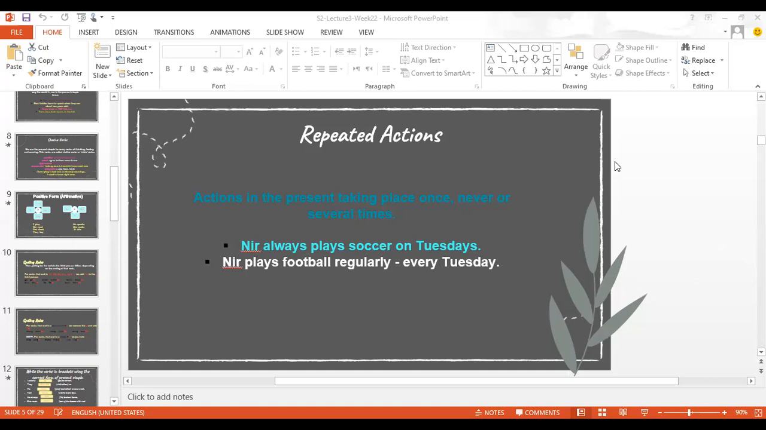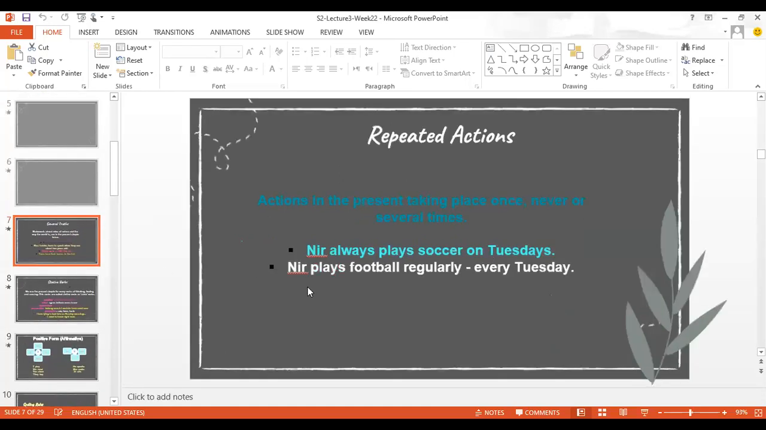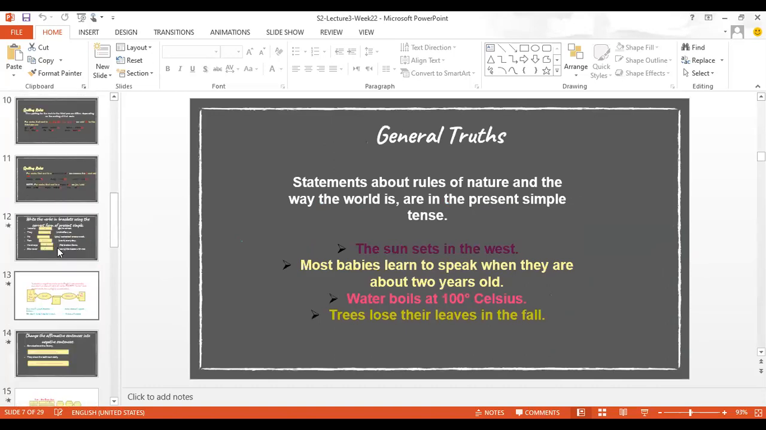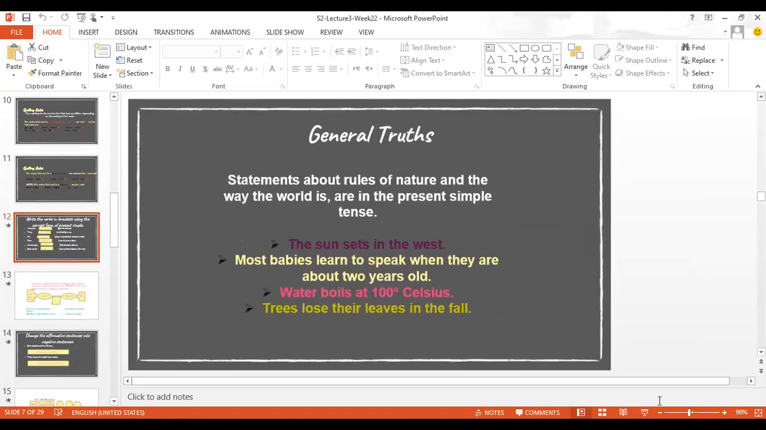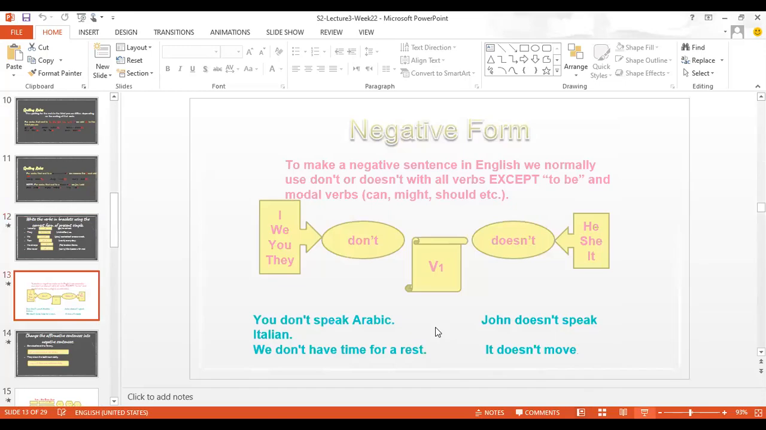Yes, Kareem, that's right. In the simple present tense, if the subject is plural, then we add nothing. But if it's singular, then we add s or es. Okay, great students. I'm very proud of you, all of you. So let's continue now. We talked about how to form the verbs in the positive. Now let's move to the negative.